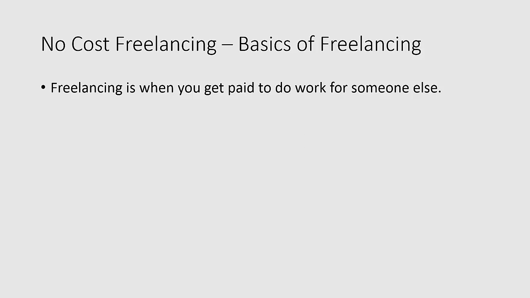So here's the basics of freelancing. Freelancing is when you get paid to do work for someone else. A freelancer is not a traditional employee. So you're not somebody that has a set number of hours that you're working a regular 9 to 5 job or regular hours. So you get paid to do work for someone else, but you're not paid in a set number of hours. So you might work 5 hours for them one week, you might work for them 50 hours the next week. It just depends on what kind of work they have for you.